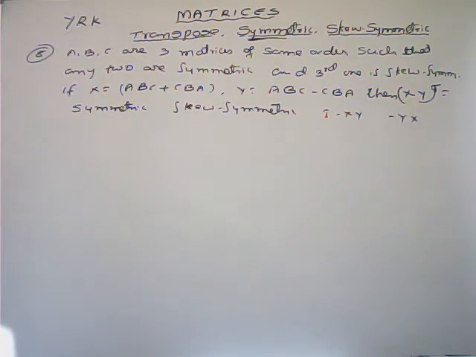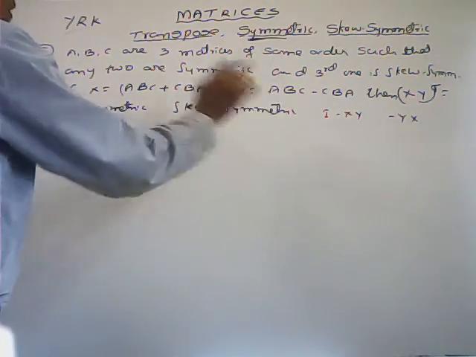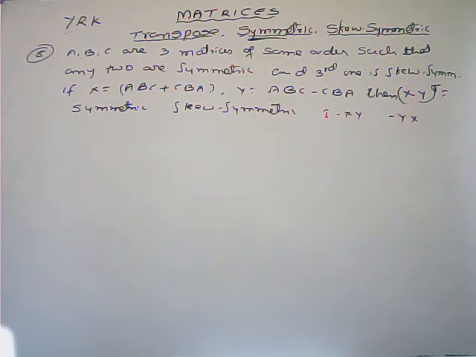Next one. A, B, C are three matrices of the same order such that any two are symmetric and the third one is a skew symmetric matrix. If X is equal to ABC plus CBA and Y is equal to ABC minus CBA, then (XY) whole transpose equals. These are the options: symmetric, skew symmetric, I, minus XY, minus YX.